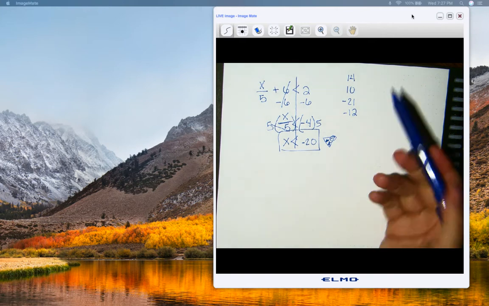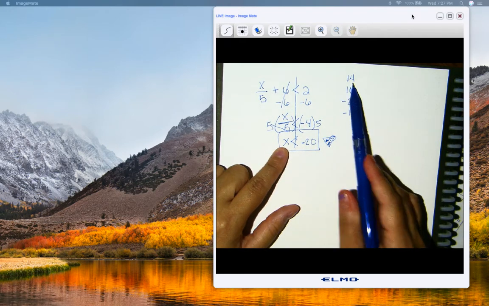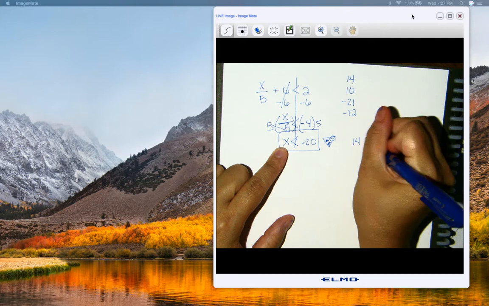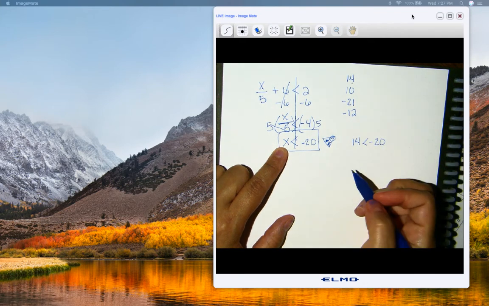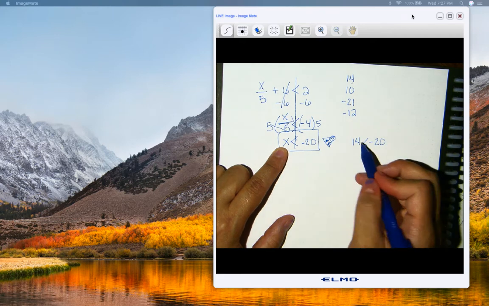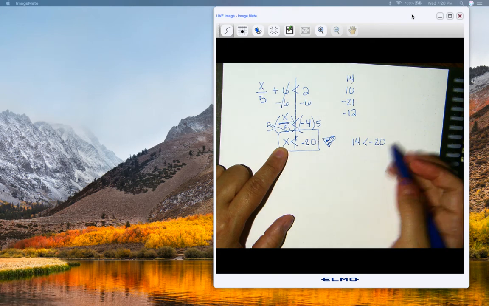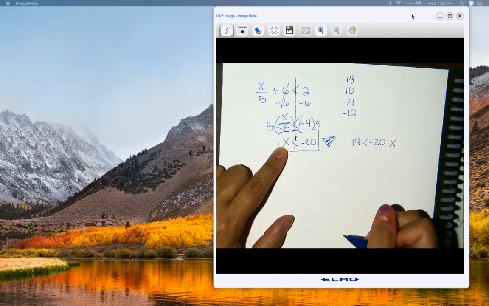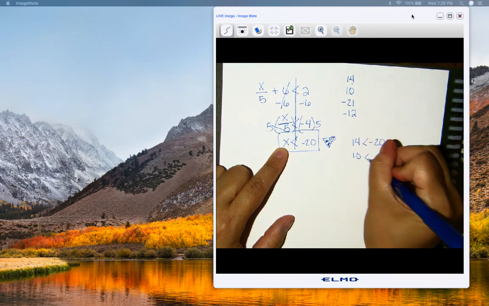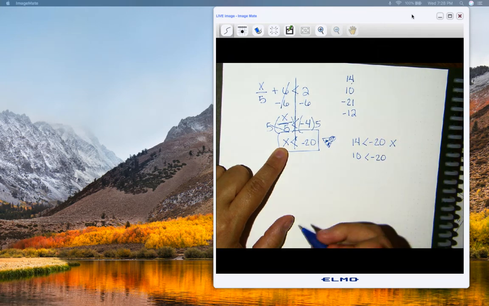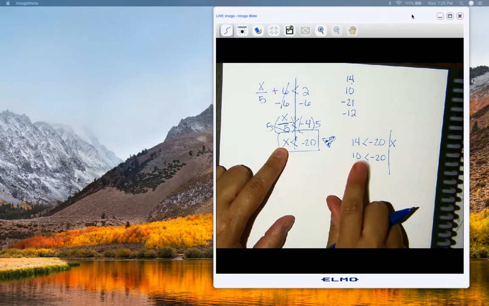Now what I do is I can test each of these in there. So I would plug in 14. Is 14 less than -20? No. How do I know? Easy peasy. A positive will never be smaller than a negative, okay? So this does not work. Then I plug in my next value. 10 is less than -20. Again, positives are never smaller.